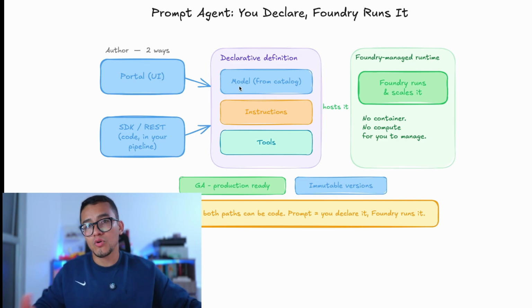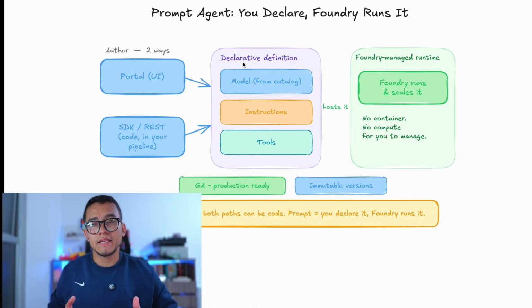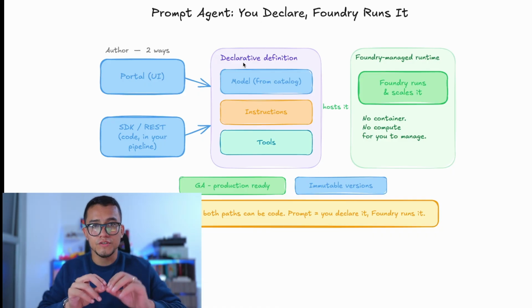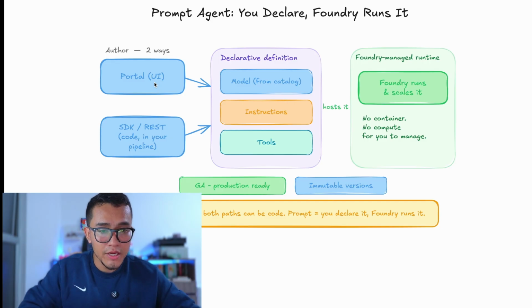There's no application code, no container, no compute for you to manage. Think about it like a logic app where you just drag and drop stuff. You don't have to maintain anything. Everything is handled by the platform. There are two ways to build it. Using the portal UI, where you create it in the Foundry portal, you test it in the playground, and you can call it from your application.